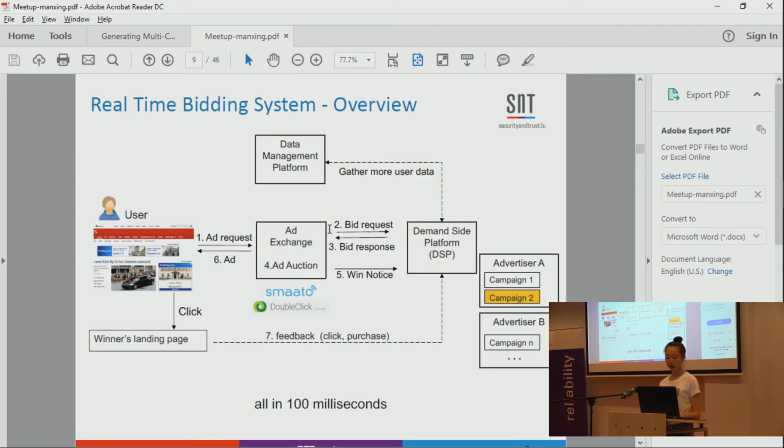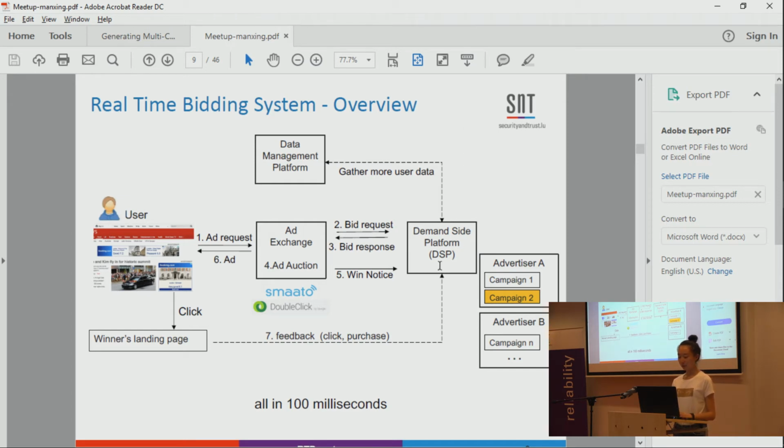So here is how a real-time bidding system works. Every time we open a web page or an app, these ad slots are sold in real time to the users. Once I open it, the browser will send a request to a place called Ad Exchange. The Ad Exchange will hold a real-time ad auction and distribute multiple bid requests to demand-side platforms to ask for an ad. And here I only show one DSP, but usually there are many.